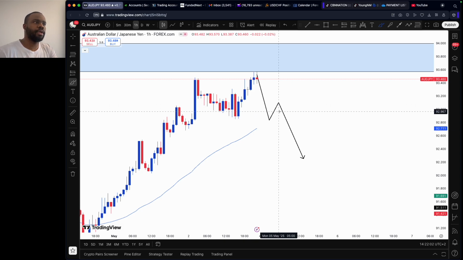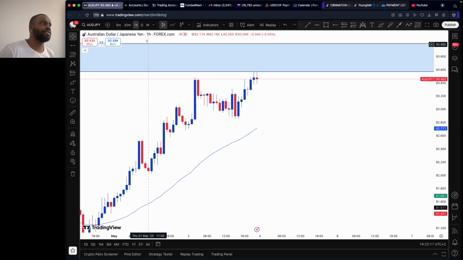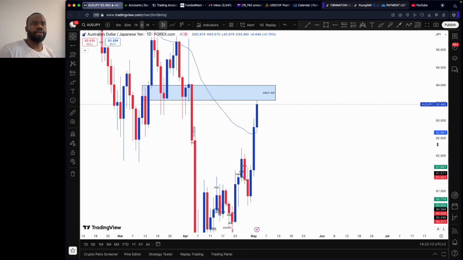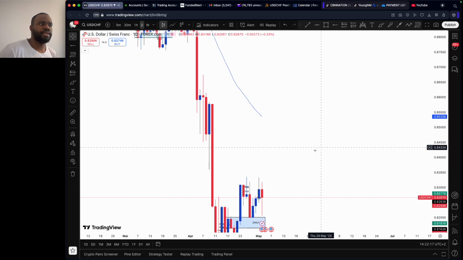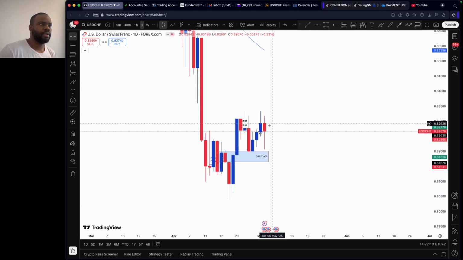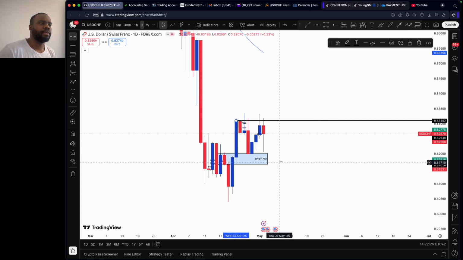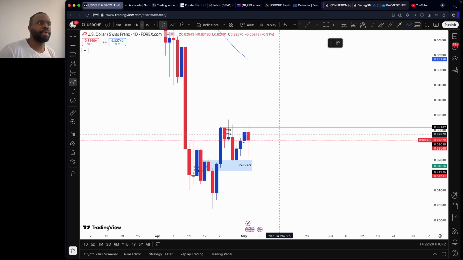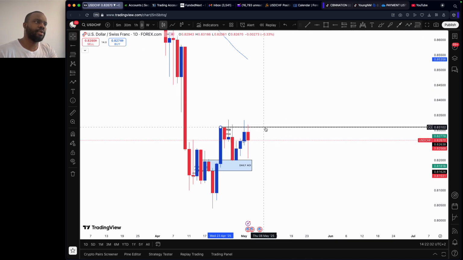We need to wait for a proper confirmation before we can start selling AUD JPY. Then we have USD CHF. As you can see, I still need a little bit more of a push on USD CHF. We need to maybe break above, then retest to continue buying. Then let's check the 1 hour time frame.